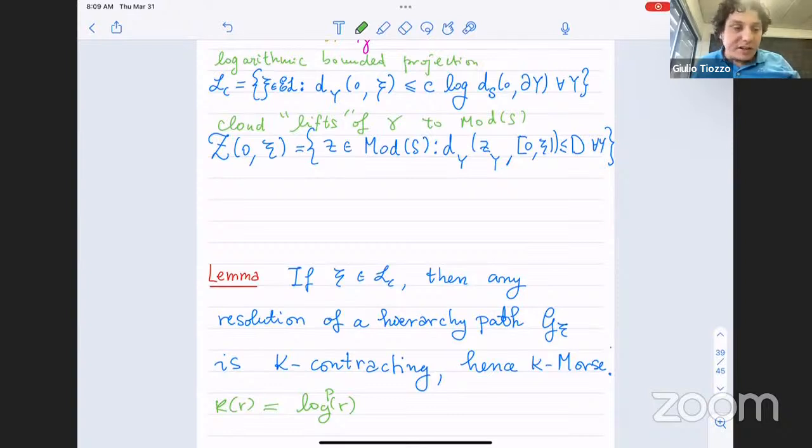Kazra, do you want to say more precisely? Yeah, maybe a hierarchy is like a bunch of geodesics in different curve graphs, right? So it's not really a path in the mapping class group. So you want to pick a path in the mapping class group whose shadow to each of those curve graphs moves forward along those geodesics, right?